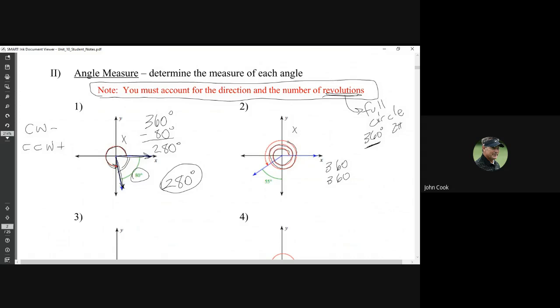And then I've got this bit over here. Well, I've got to figure out what that extra amount is. It's obviously less than 360. So let's try and figure out what that might be.